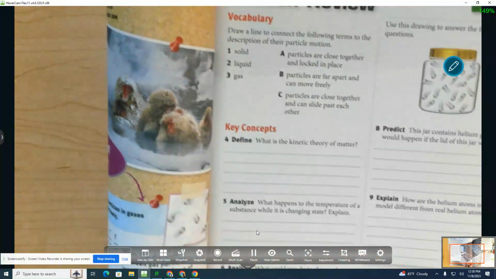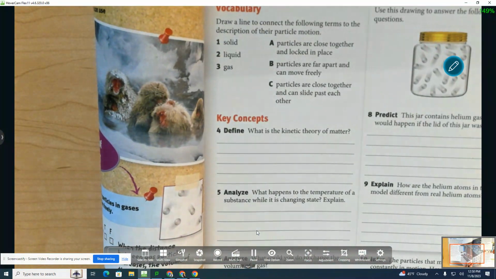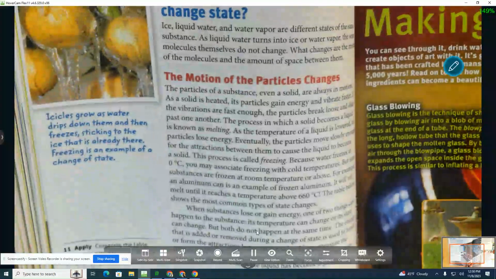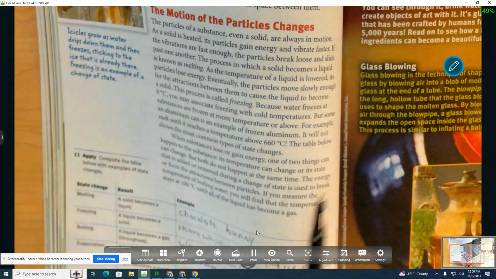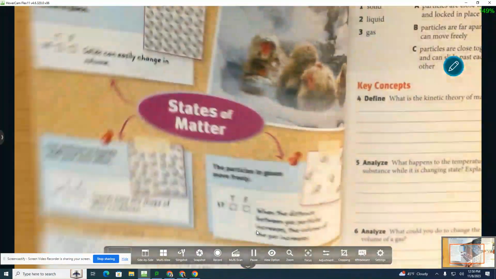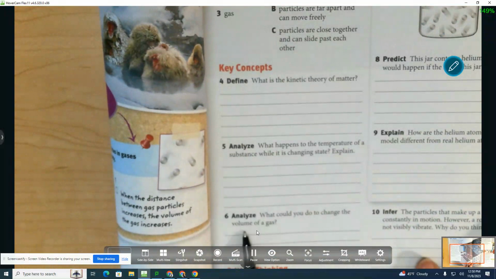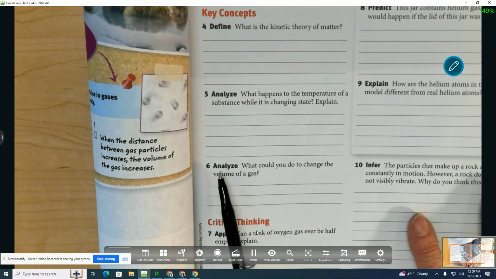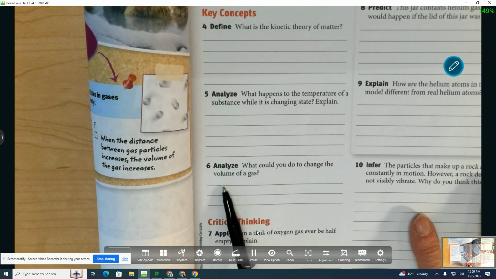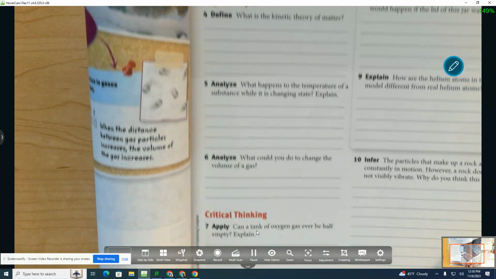What happens to the temperature of a substance while it is changing state? You're going to find that on page 70. It's going to be in this paragraph right there on page 70. What could you do to change the volume of a gas? Think about a balloon. If you want to change the amount of space that gas takes up, what would you do to a balloon?